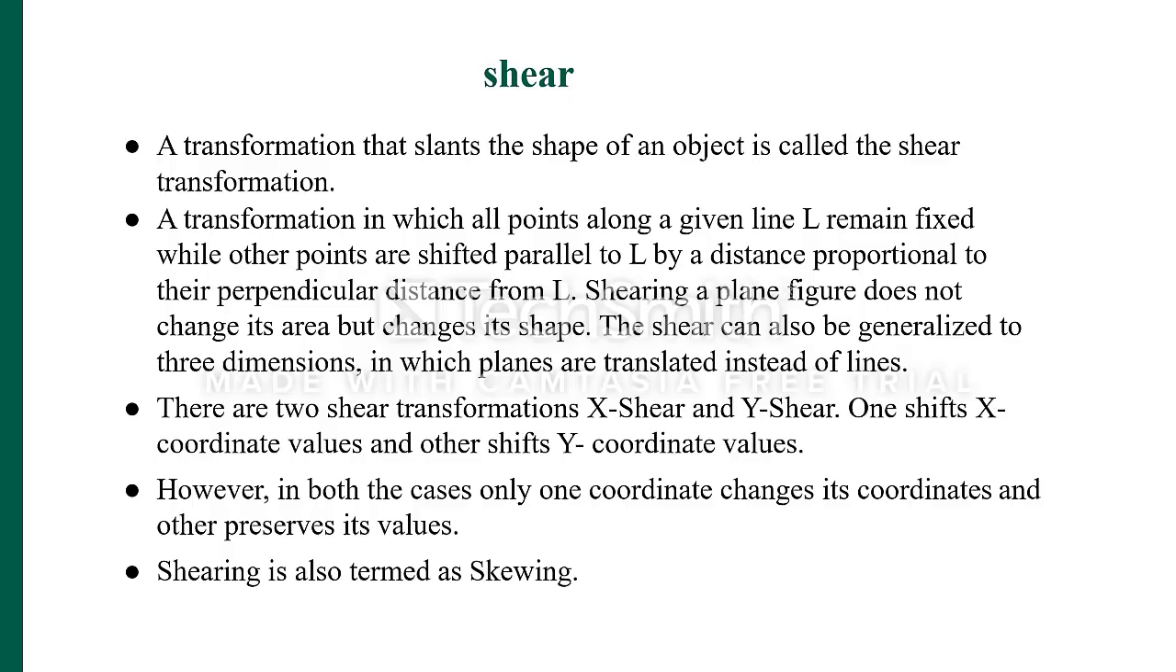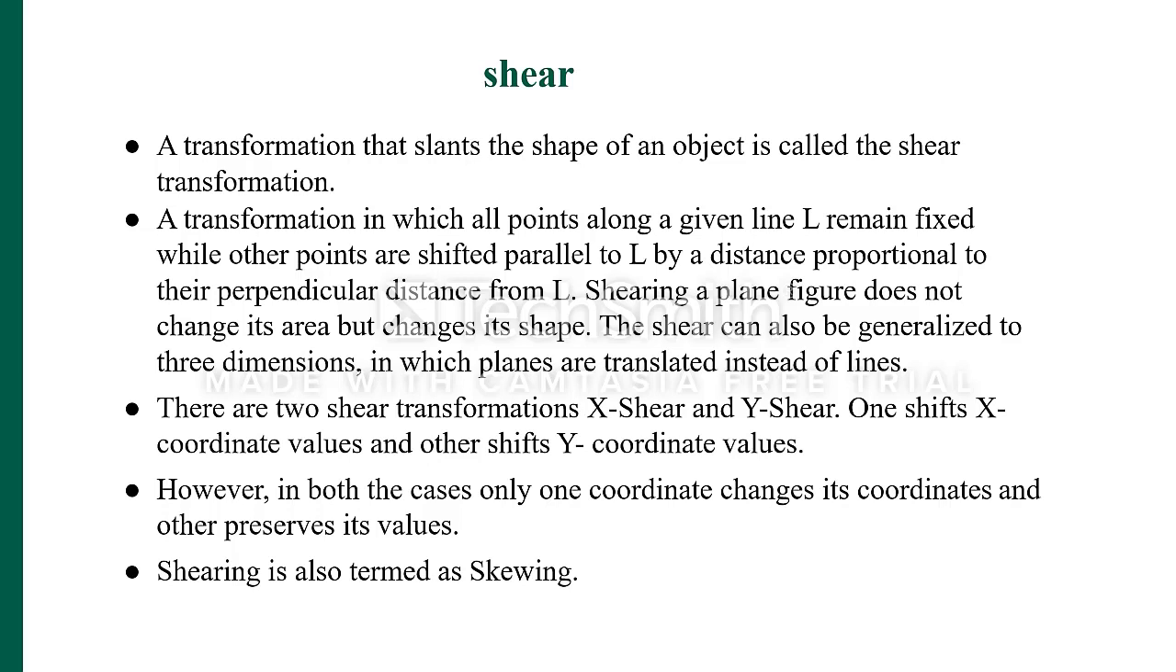The next topic is shearing. The transformation that slants the shape of an object is called shear transformation. It is a transformation in which all the points along a given line L remain fixed while the other points are shifted parallel to L, which can be either the x or y axis, by a distance proportional to their perpendicular distance from L. This is what is called shearing.